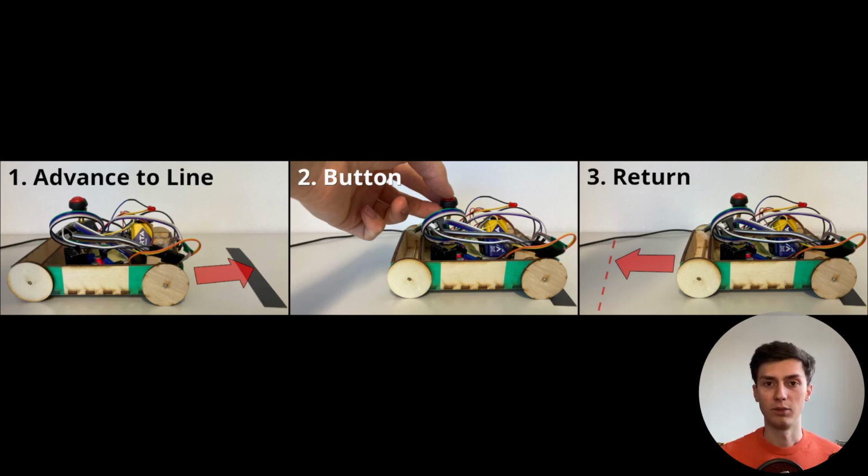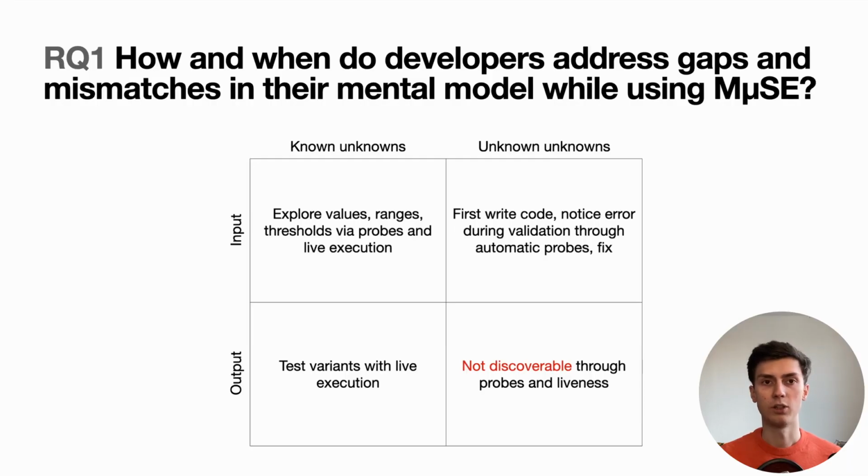To answer the research question, we observed how participants dealt with questions, which we call known unknowns, and unexpected behavior, which we call unknown unknowns. This table shows which tools they use in both cases. Based on our observation, we grouped insights by whether it concerns input or output.